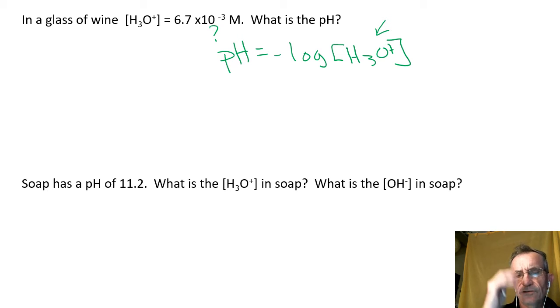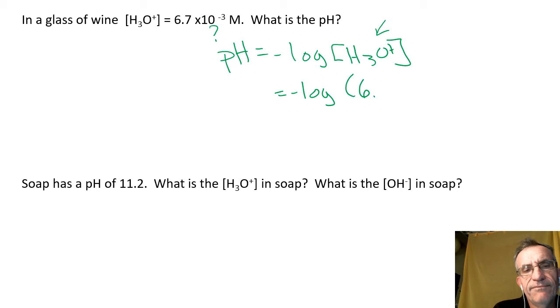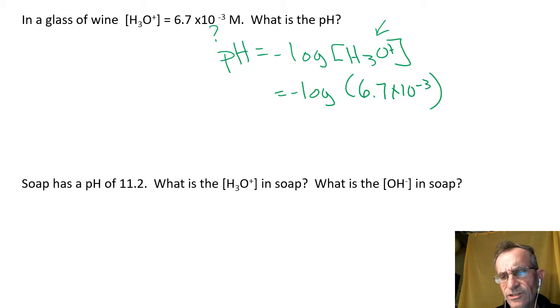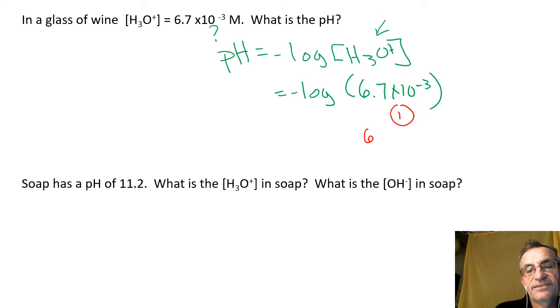What is the pH? Well, let's see what it should be. All right, so I just want to write stuff out so you can see. I'm putting that number in for the amount of hydronium, and then I'm going to solve for the pH. So on my calculator, the way I do that, type in that number, 6.7 EE -3. Hit that log button.